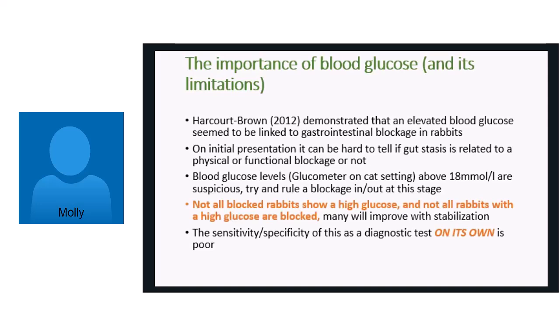However, the limitation of the blood glucose is that not all blocked rabbits will show a high blood glucose. Rabbits that may have been blocked for a little while will quite commonly have eventually quite a low blood glucose. And some rabbits have a high blood glucose and stabilise fine with no evidence of blockage at all. So again, it is not very sensitive or specific for diagnosing a GI obstruction as a test on its own, but it does lead me to look very carefully for an obstruction if the blood glucose is very elevated.